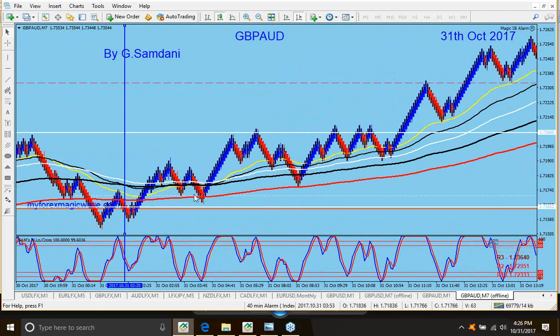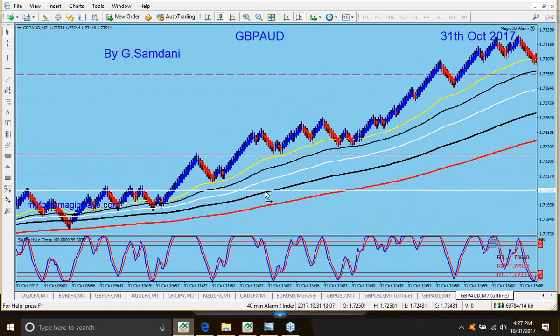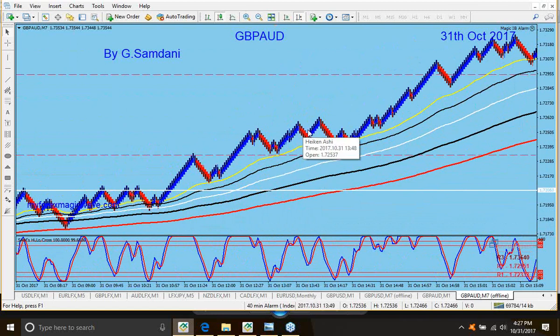Another thing you can do is take 20-25 pip small shots like Ted did. Make an entry, go up, take your 20 pip, get out, and increase the lot size. 20 pip, then you have another entry, make it, 20 pip, get out. Here, 20 pip, get out. Here again, 20 pip, get out, make an entry again.